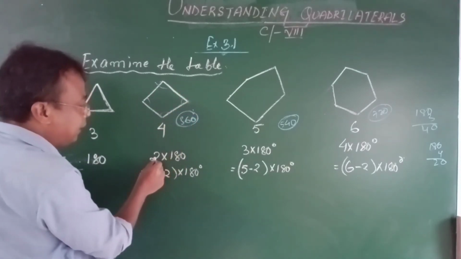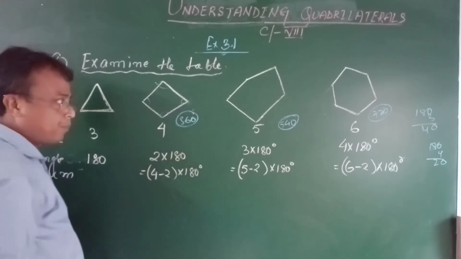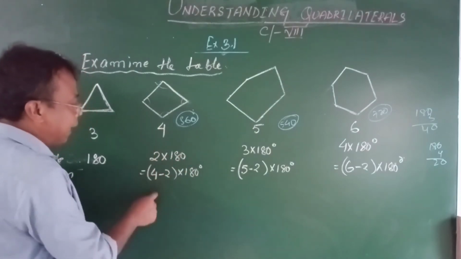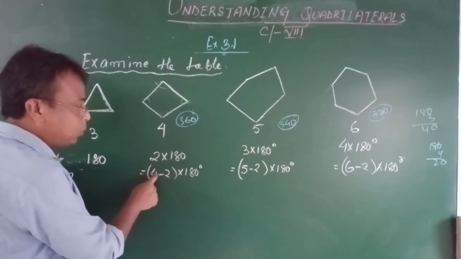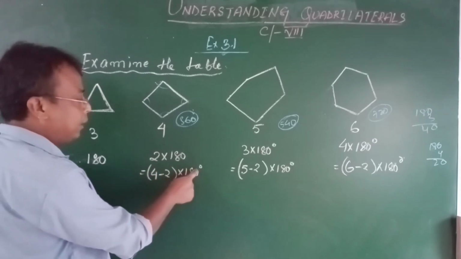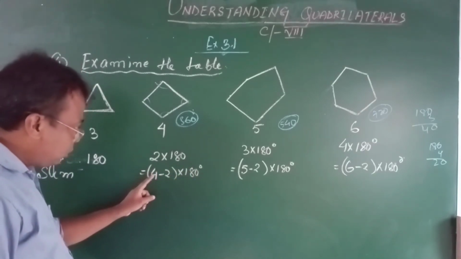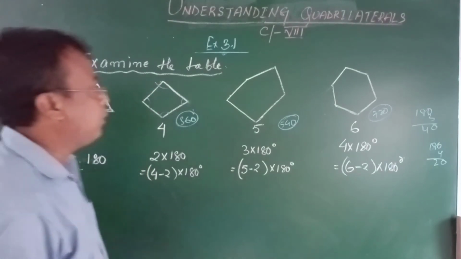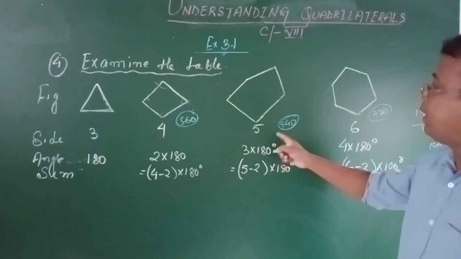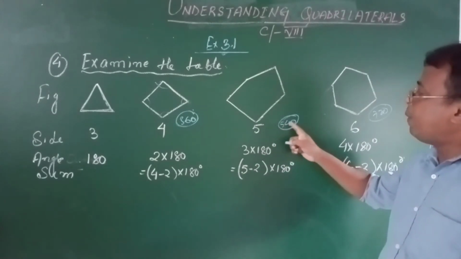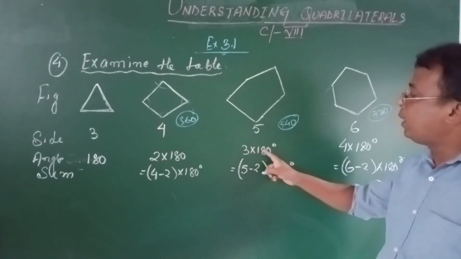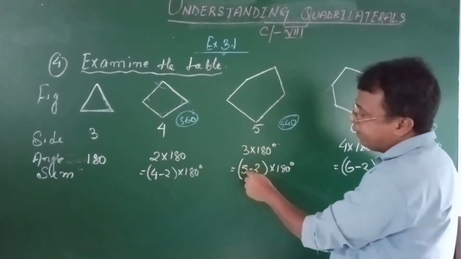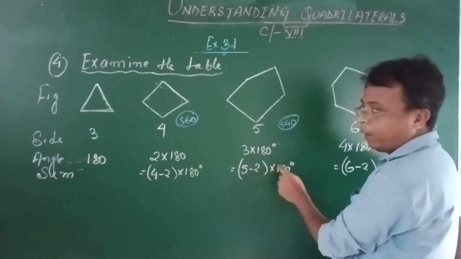Can I write 360 degrees as 2 into 180 degrees? Yes. And this 2 I can write as 4 minus 2, because 4 minus 2 is 2, so 2 into 180 degrees. If the number of sides is 4, the 4 comes here. Now the angle sum of a pentagon is 540 degrees. This 540 degrees you can write as 3 into 180 degrees, and this 3 you can write as 5 minus 2, into 180 degrees.